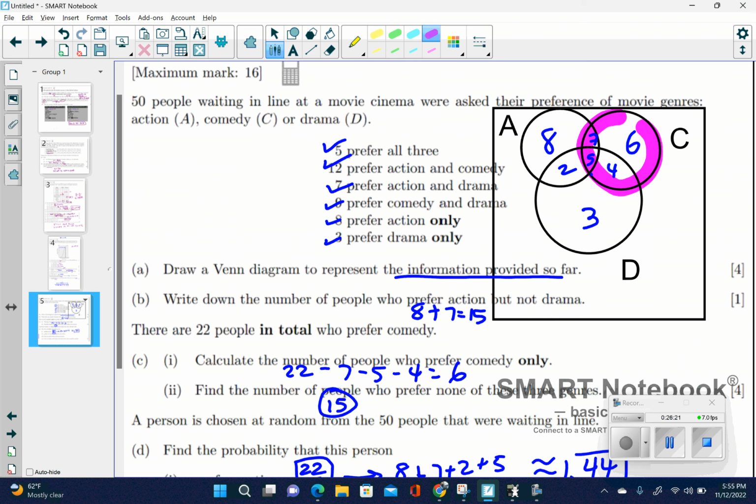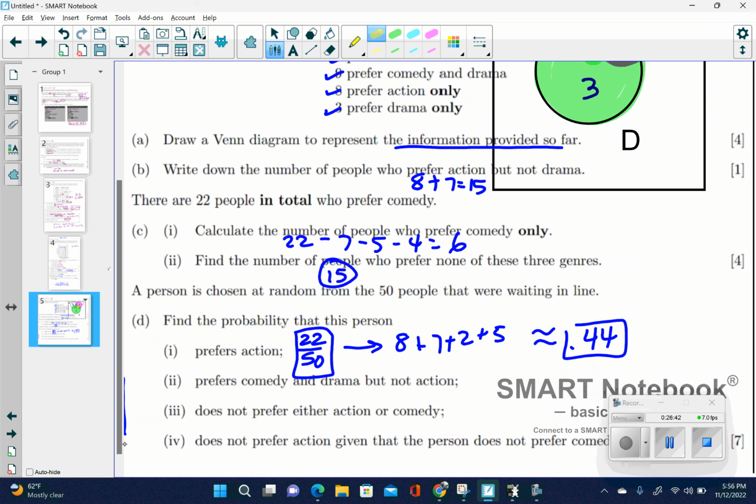So this is comedy, and this is drama, but not action. We have to remember that these two and this 5 prefer action as well, so we're not including that. Our answer is just going to be 4. There are 4 out of 50 that prefer comedy and drama, but not action. So 4 out of 50 is about 0.08. Either answer works.